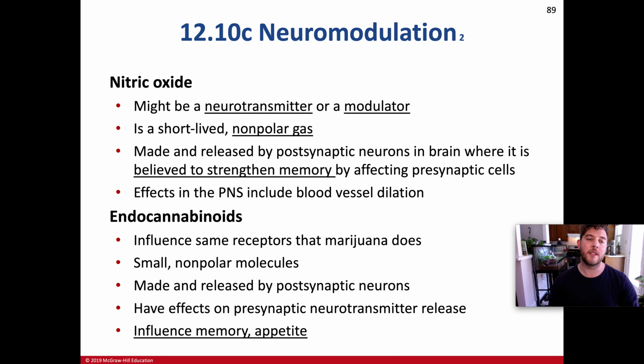A couple of different ones. Nitric oxide, it could be a neurotransmitter or a neuromodulator. It's a short-lived nonpolar gas. It's made and released by postsynaptic neurons in the brain, where it's believed to strengthen memory. Its effects in the PNS include blood vessel dilation. Endocannabinoids influence the same receptors that THC from marijuana does. No surprise, they influence memory and appetite.